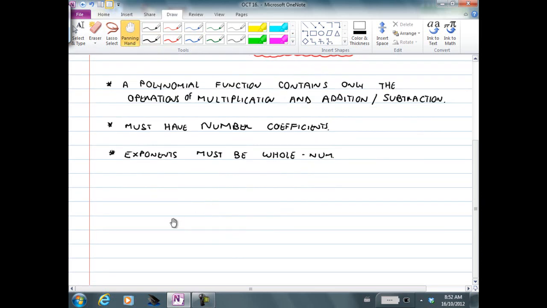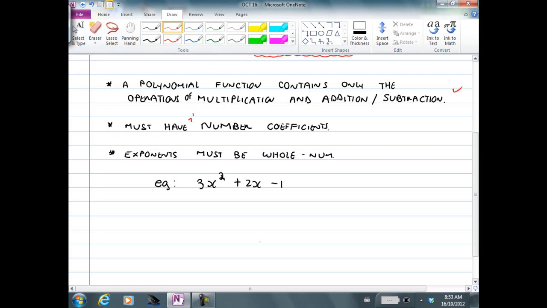So I'm going to give you an example, and you're going to see why this is called polynomial function. Example: 3x squared plus 2x minus 1. I'm going to look at all my criteria to see if it's satisfied. Number one, it has multiplication, addition slash subtraction, yes. So criteria number one is check.